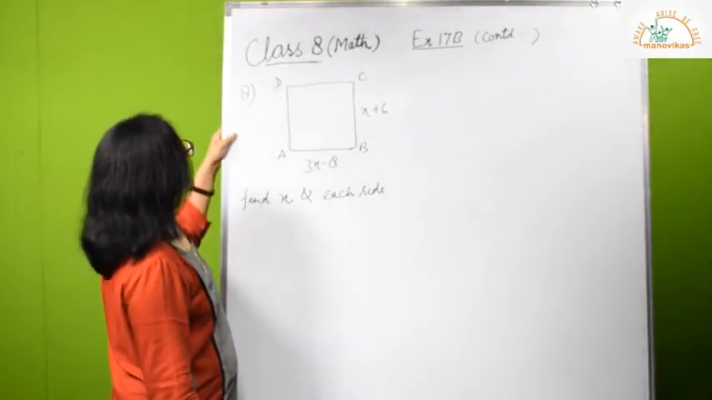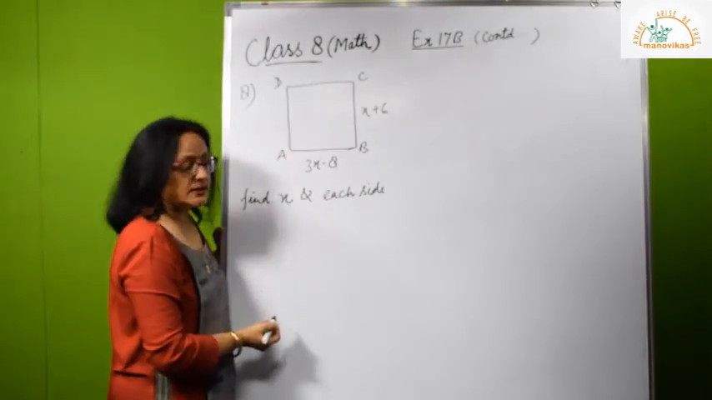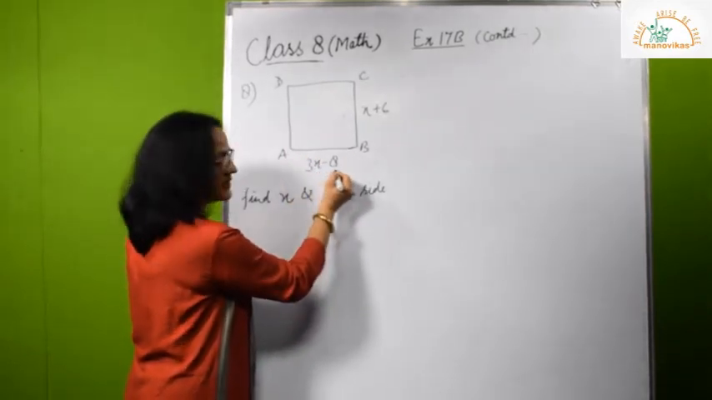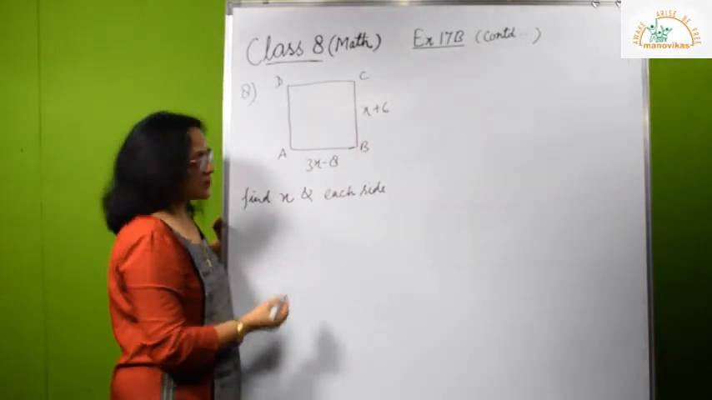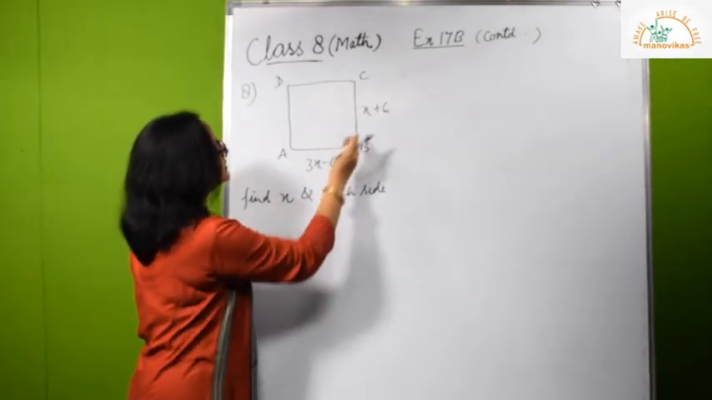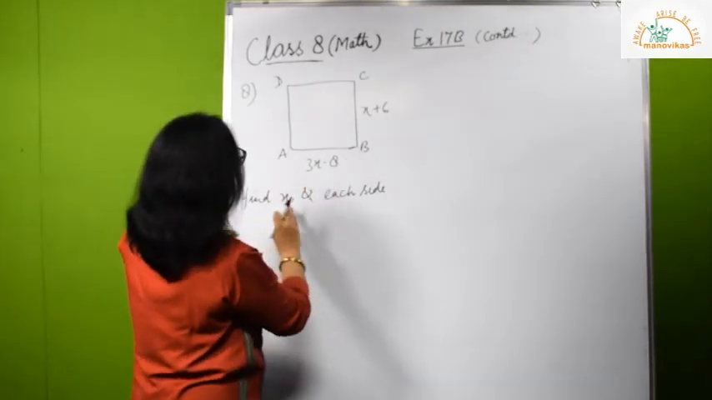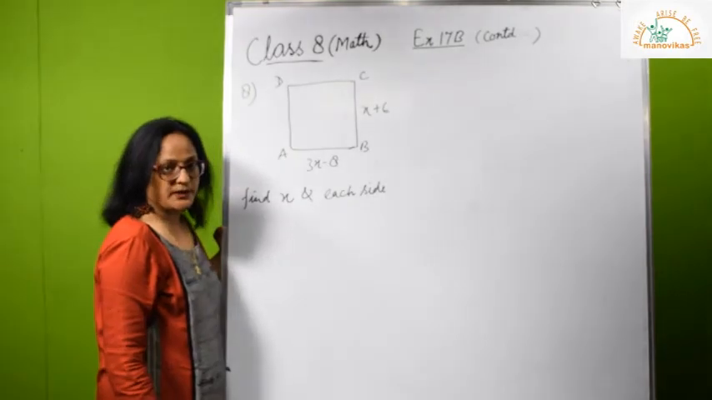Now in question 8, you are given a square ABCD. In this square, you are given AB is equal to 3x minus 8 and BC is equal to x plus 6. Both the sides of the square are given. You have to find the value of x as well as each side of the square.